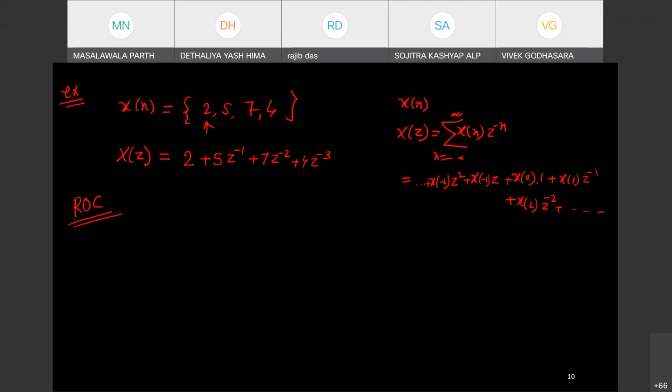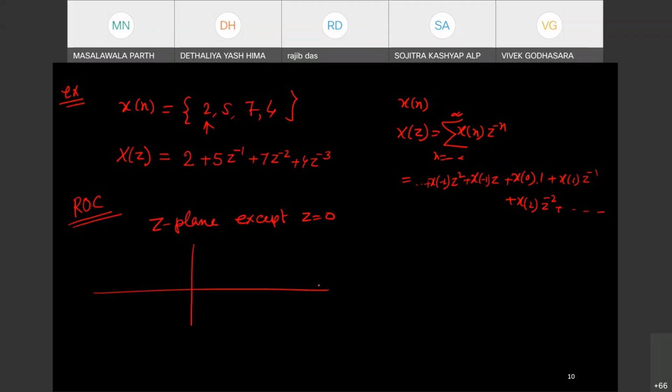Because this is finite, if you put in some z values, you will get 1 upon z as certain other values. Maybe high, but some values you will get. Only if it's 0 does 1 upon 0 become infinite. So its ROC will contain the entire z plane except z equals 0.